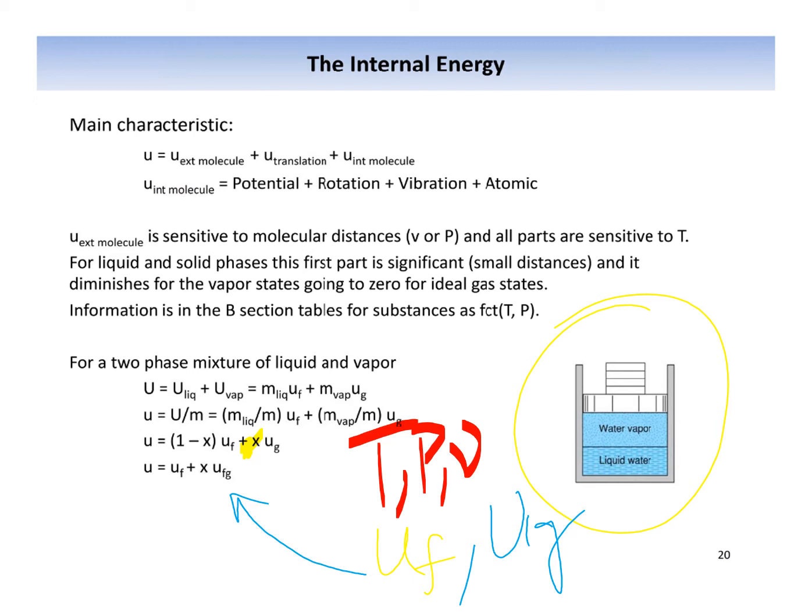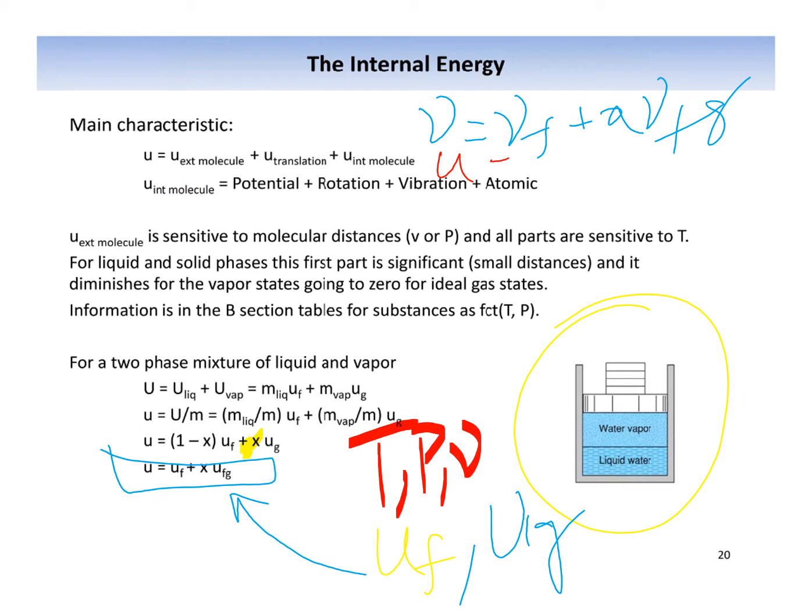We will use these quantities in this formula, and we find the total internal energy of our system, as we have been doing in the case of finding the total volume. We have previously used the formula v equals vf plus x vfg, and what we have done is substitute v with u. You see it's the same formula. We will use this formula to find the total internal energy of this pure substance.